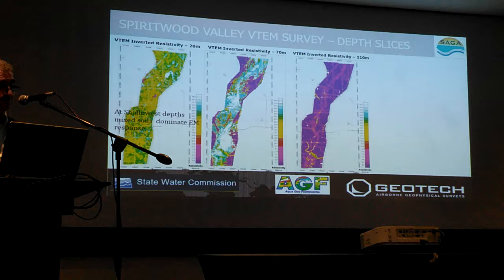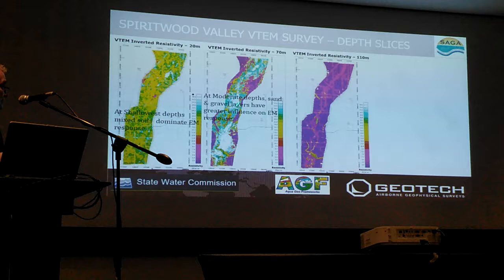So this is what the map looked like. This is a 20-meter depth slice. You've got mixed soils, some sand and gravels, and some swampy areas. Basically, the mixed soil dominates the EM response, with moderate resistivity. When you go to 70 meters, these are resistivity highs, the sand and gravel layers that are dominating the EM response. And as you get to 110 meters, all this purple is shale bedrock. But you can see here, that's a transverse, the cross-cutting channel I was talking about.